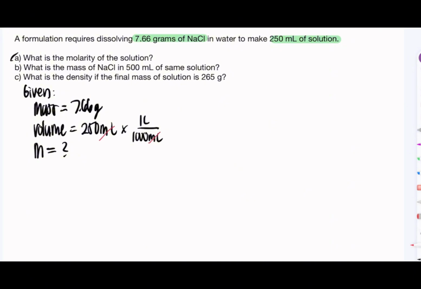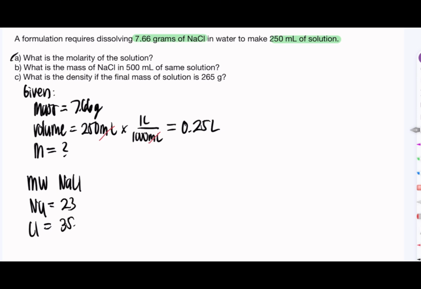Cancel. Equal to 0.25 liters. Now, after converting it, we find the molecular weight of our sodium chloride. There's just one of each in the compound, I mean, one sodium and one chlorine. So sodium is 23 and chlorine is 35.45, which equals 58.45 grams per mole.